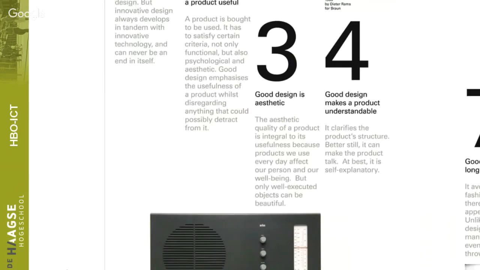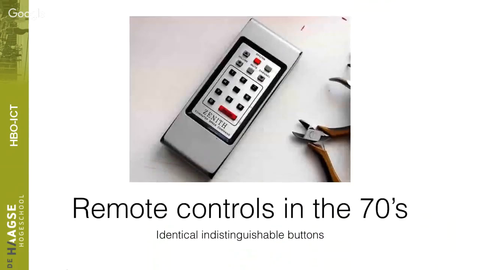Good design makes a product understandable. And to explain this, I use an example of this remote control from the 70s. Back then, everything looked like this. Everything had identical buttons. They felt identical. They looked identical. If you hold it in your hand, you don't know if it's the right side up or upside down because it's just a square with little squares inside it.